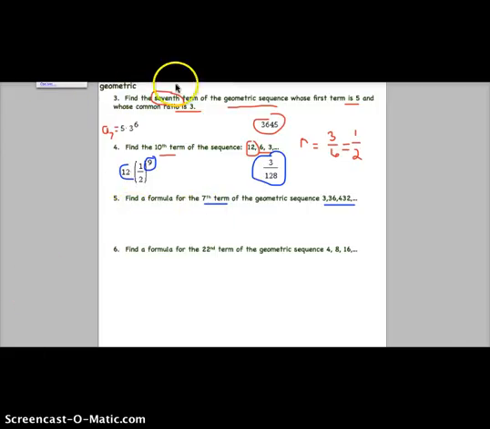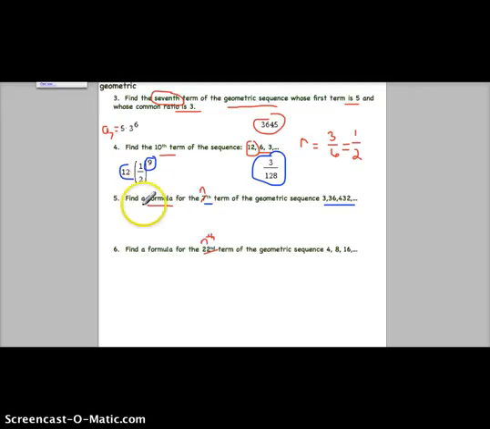Okay, I realize that this question does not make sense. You're not going to find a formula for the 7th term because you have enough information to find the 7th term. I'd like you to find a formula for the nth term, and that's going to be the same thing for number 6. So let's find a formula for the nth term of the geometric sequence. Sorry about that.